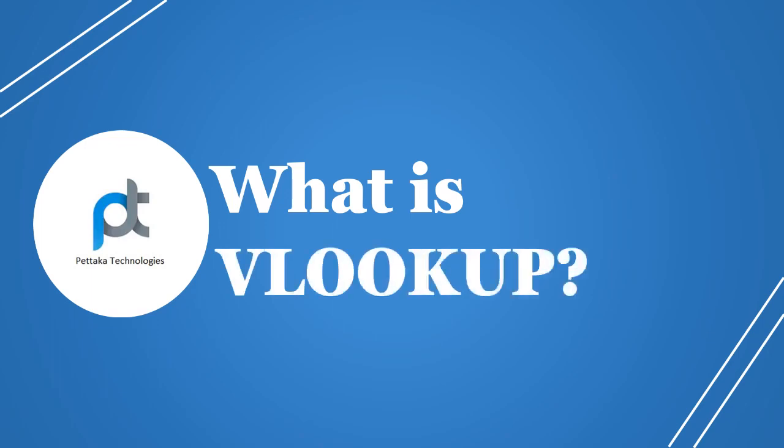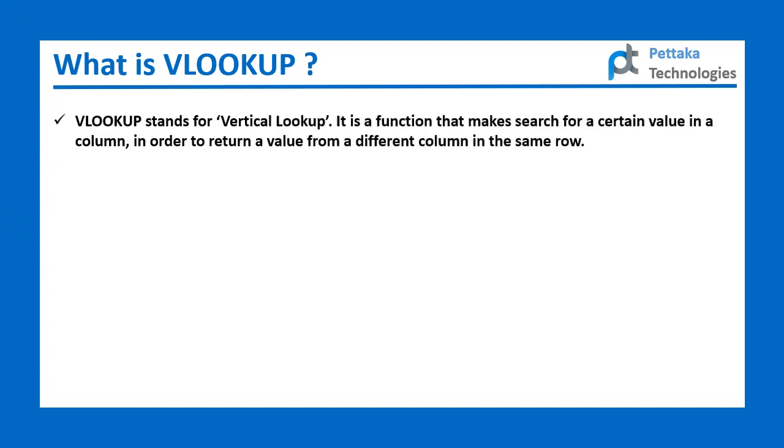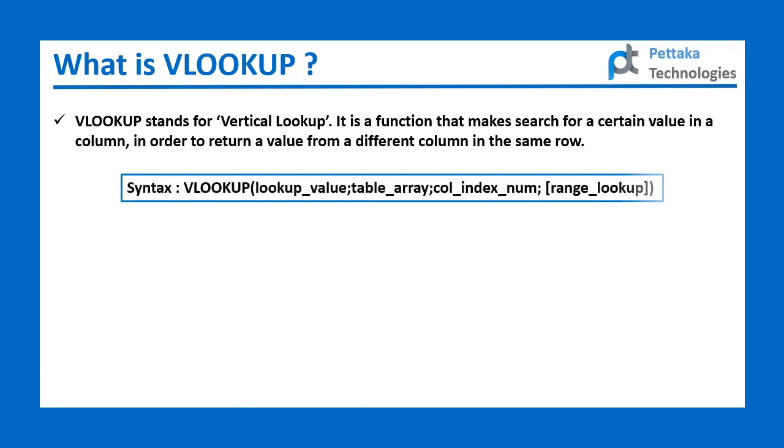What is VLOOKUP? VLOOKUP stands for vertical lookup. It is a function that makes search for a certain value in a column to return a value from a different column in the same row. Syntax of VLOOKUP is VLOOKUP open bracket lookup value, table array, column index number and range lookup.